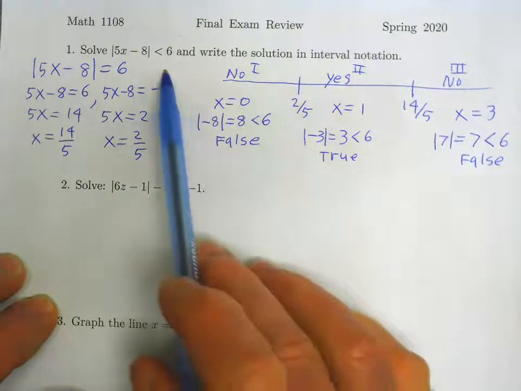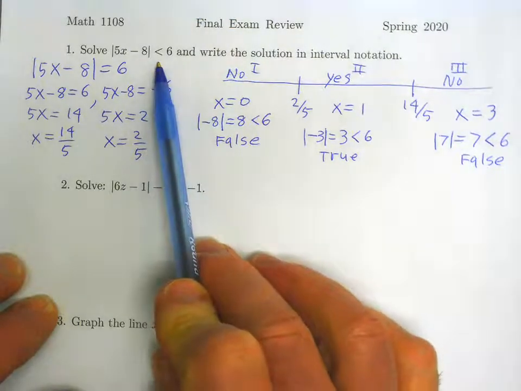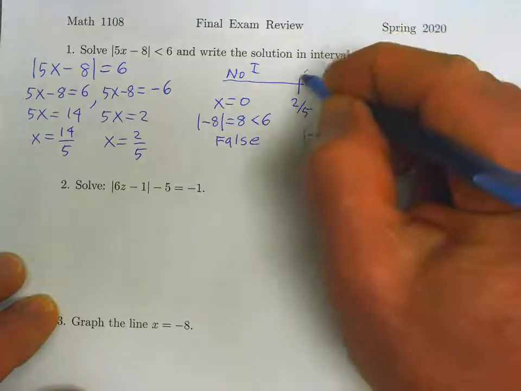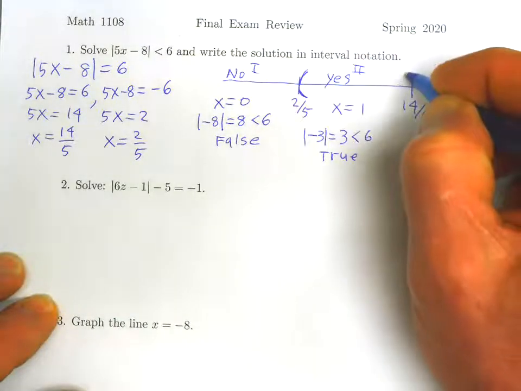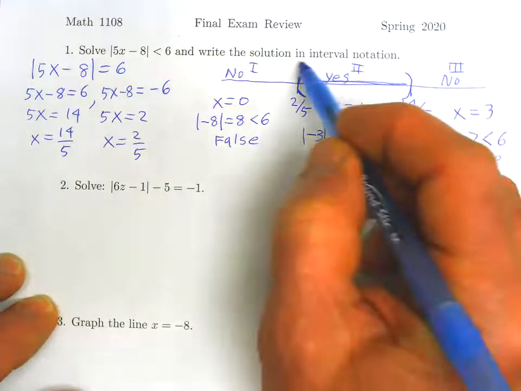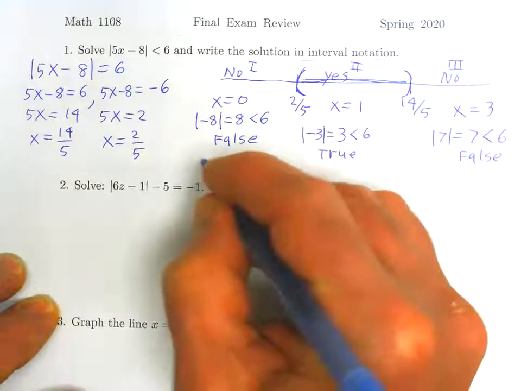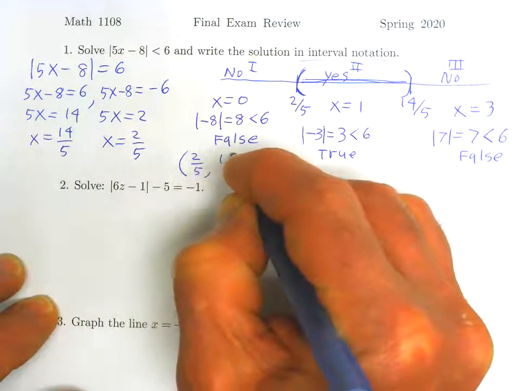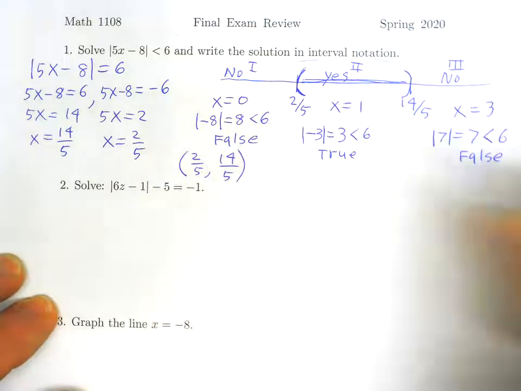And then since the inequality is strictly less than, the endpoints are not included. So graphically, we would put parentheses at the endpoints. And the interval notation is parenthesis 2/5, comma 14/5, parenthesis.